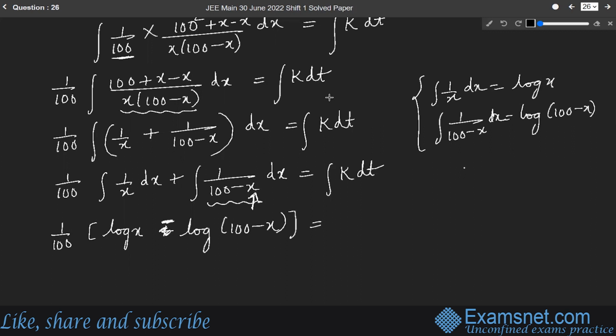In the right hand side, we have integral of k dt. Here k is a constant, so k will come outside. Integral of dt is what? t plus c. All right. So this is the form now.